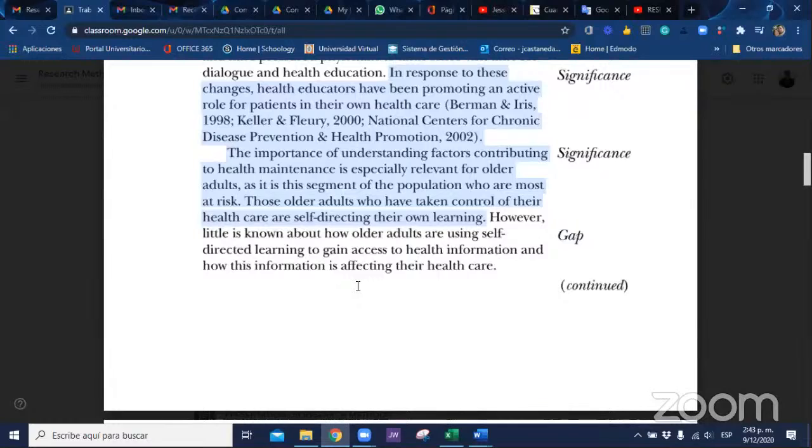So let's continue with the gap. However, little is known about how older adults are using self-directed learning to gain access to health information and how this information is affecting their healthcare. Yeah, do you understand the problem?